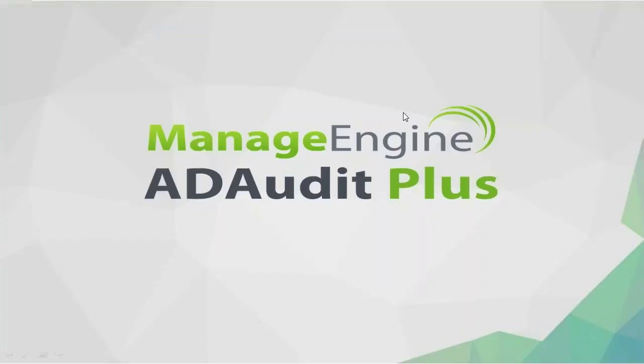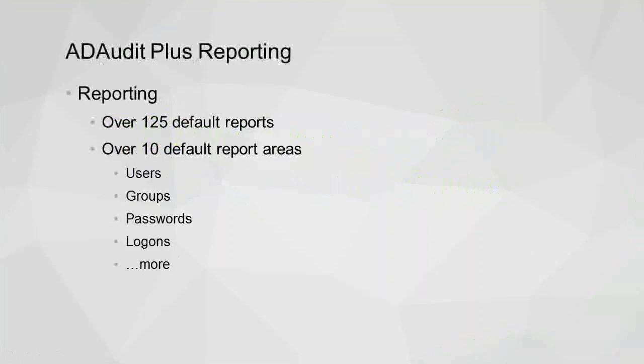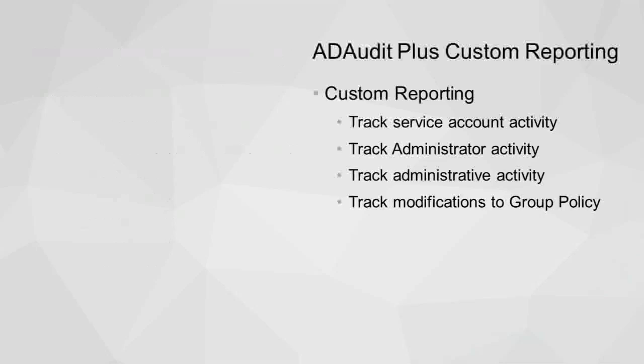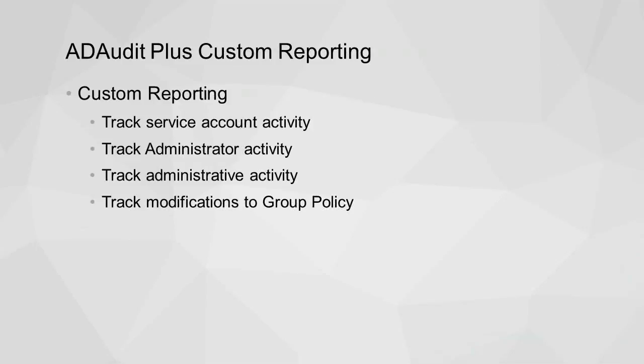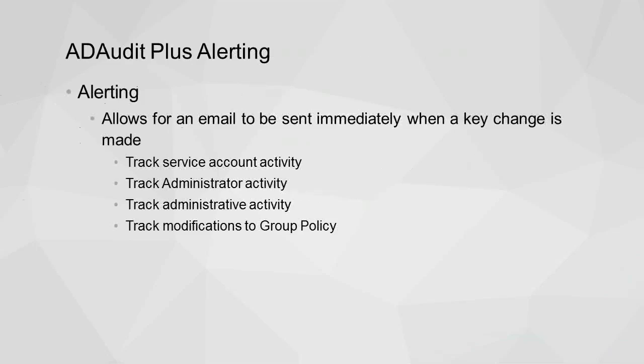So Audit Plus has 125 default reports. You can customize any of the default reports plus create your own custom reports with a couple of clicks. You can also establish an alert for any report. This is the tool that you need.